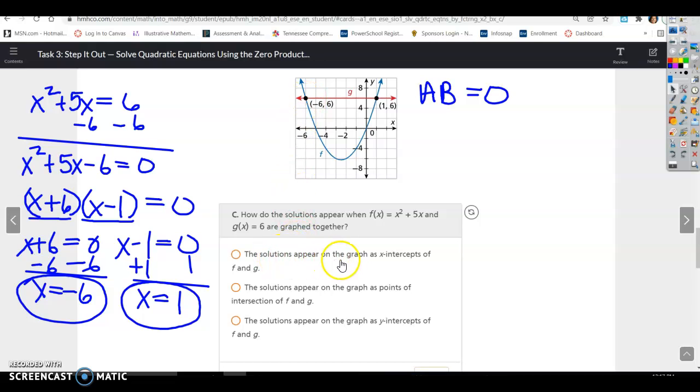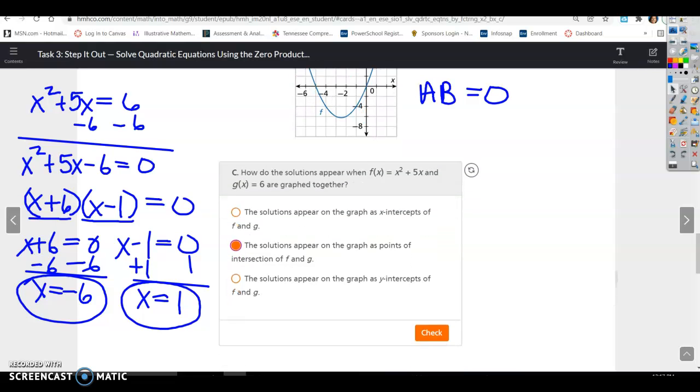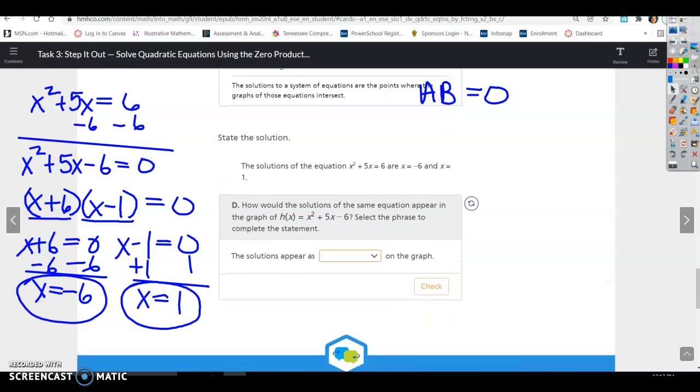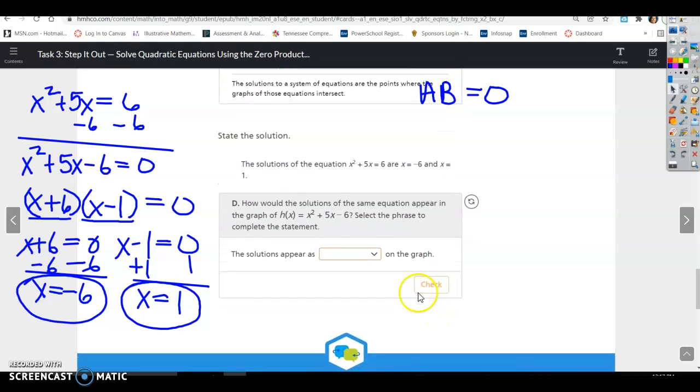All right, so the solutions appear on the graph of the x-intercepts. The solutions appear as points of intersections. That is true. And they do not appear as y-intercepts. All right, so state the solution. The solutions of the equation x squared plus 5x equals 6 are negative 6 and positive 1.